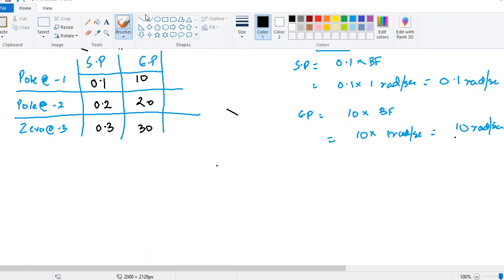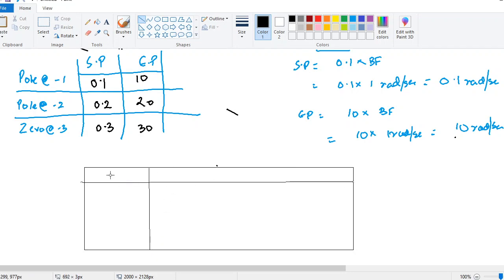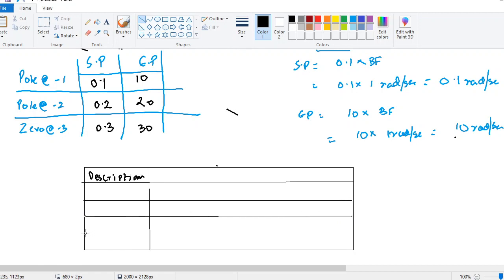Right? So we're going to be creating the slope table. Now we need a slightly longer table here because we've got more terms coming in, right? So you have your description, and then you have your first term, which is your pole at -1, your pole at -2, 0 at -3, and then finally you have your total.